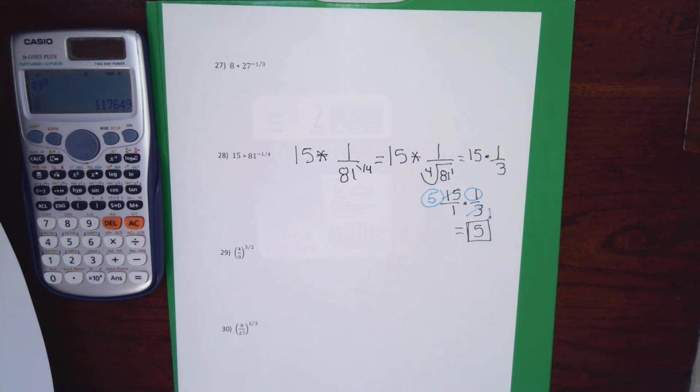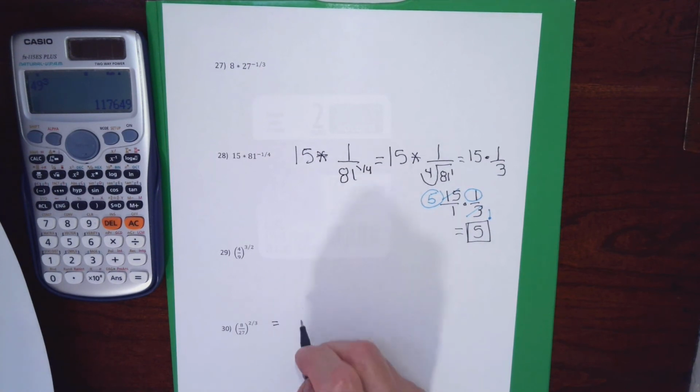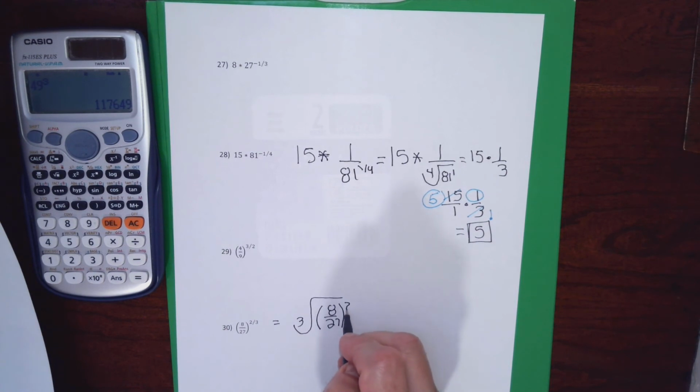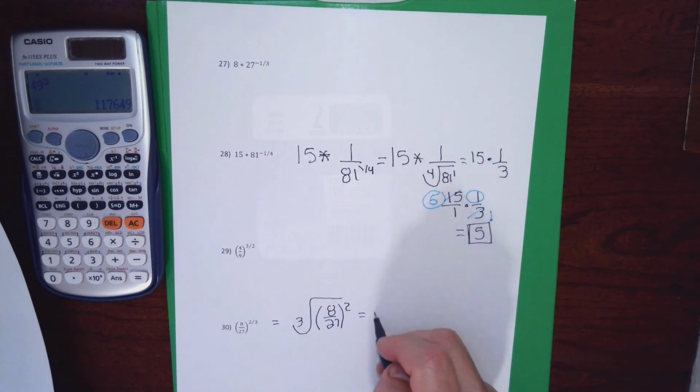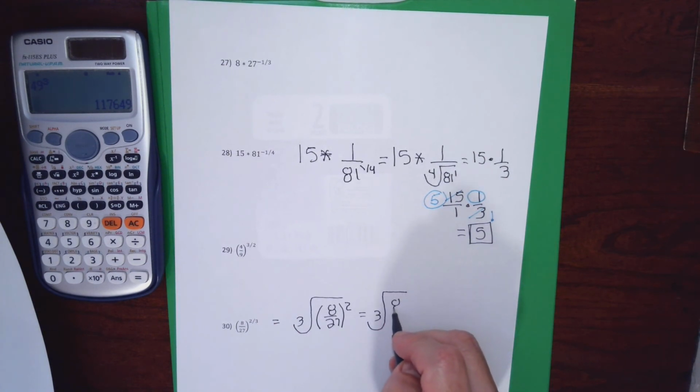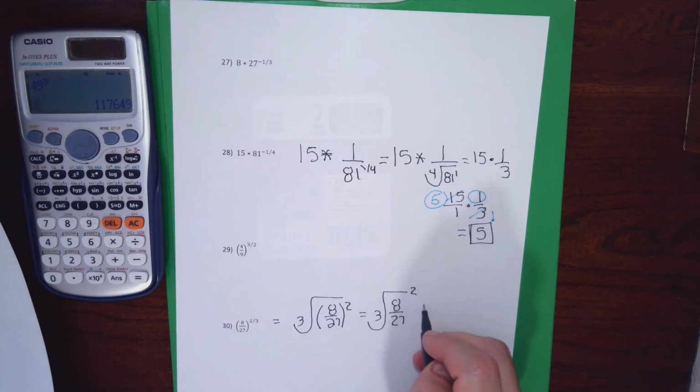Here's where I stopped explaining because I felt like I was getting a little bit crazy. So let me turn 30 into a radical. It's going to be the cube root of 8 over 27 squared. I'm going to do the cube root first and the square second. So I'm going to do the cube root of 8 over 27, and then I'm going to square it.